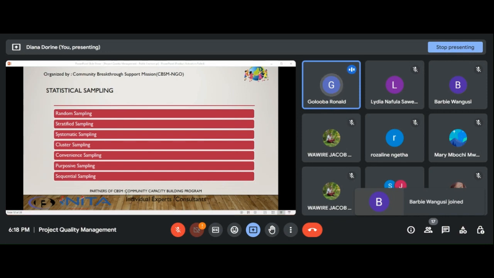Yeah, so we have statistical sampling, and here we are looking at the different statistical techniques that can be used to measure performance of quality. Here you have simple random sampling, where you randomly sample elements or features of a product on quality, and then establish if it is within the set standard or not. We have stratified, systematic, cluster, convenience, purposive and sequential sampling. You can always read about those to understand them more. Let's move on to the next.